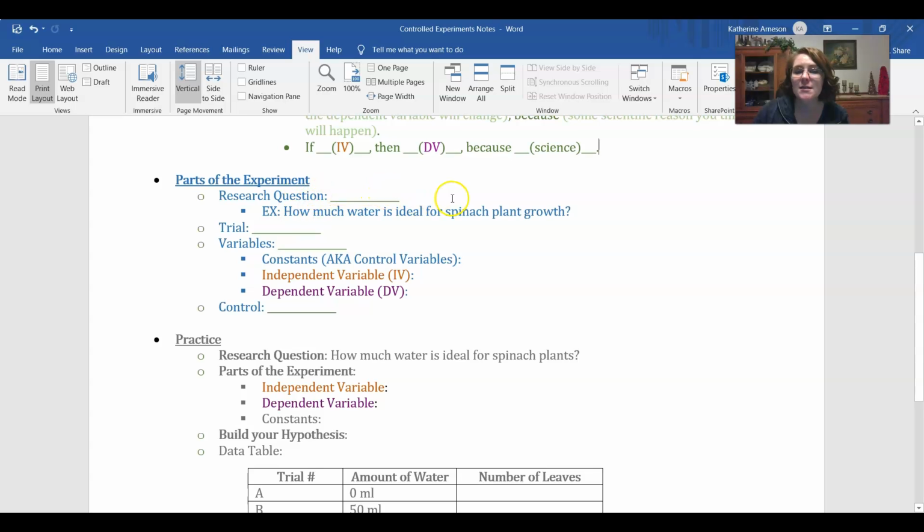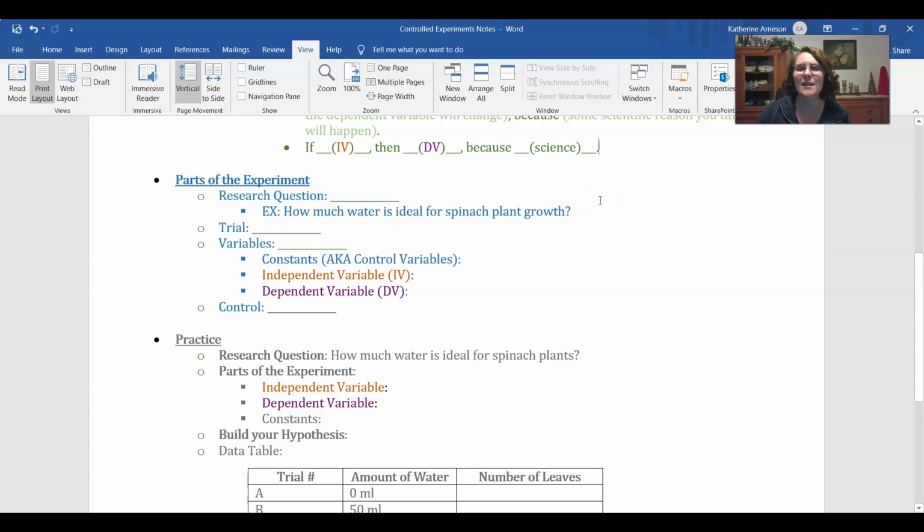How much water is ideal for spinach plant growth? So if you had to set up an experiment for that, you'd be thinking like, okay, well, I need to have some spinach plants. It would be good if the spinach plants are all the same size because then I can measure if they grow better or worse. Some of them we would have to give a little bit of water. Some of them we'd have to give a lot of water.